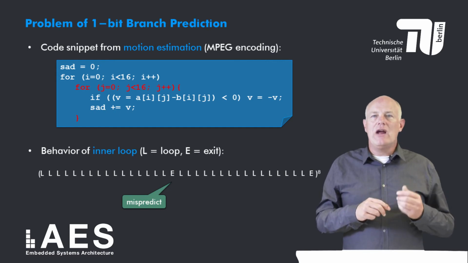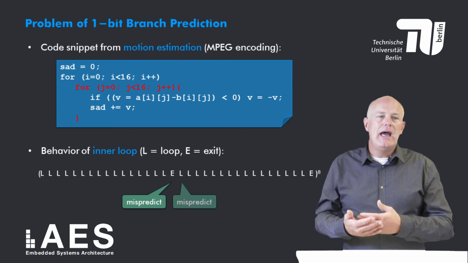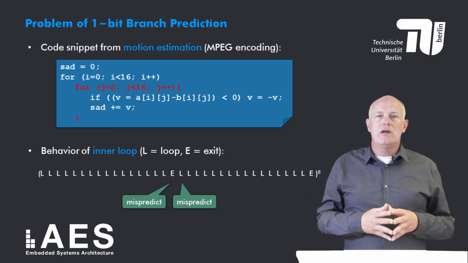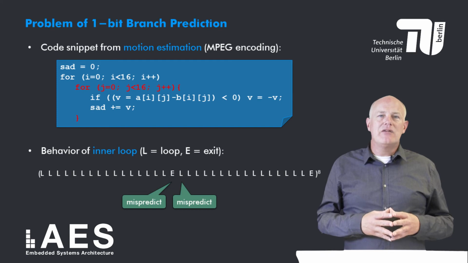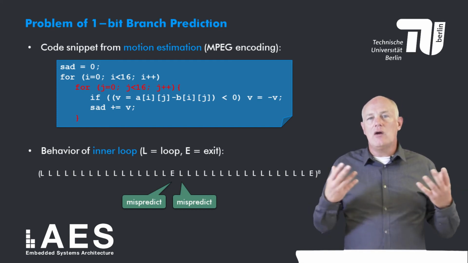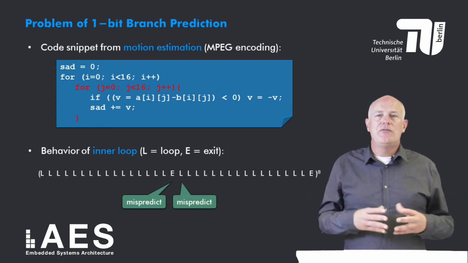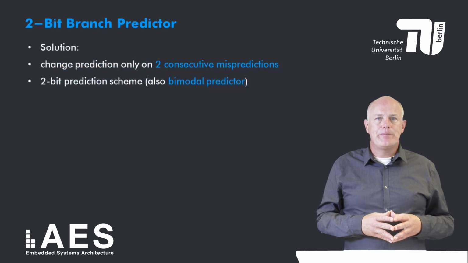It predicts incorrectly at the end of the inner loop when it predicts looping but the loop exits, and it mispredicts the next time the branch is executed when it predicts exit, since the prediction bit has flipped but the loop loops. So the one-bit branch predictor achieves an accuracy of 14 out of 16 predictions, or 88%, but the loop loops 15 out of 16, or 94% of the time.